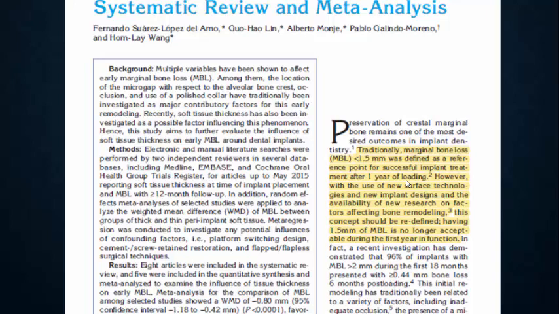But now, with the new surface technology, new implant designs, and the availability of new research on factors affecting bone remodeling, this concept should be redefined. Having 1.5 mm of marginal bone loss is no longer acceptable during the first year of function. So we need to see zero bone loss after one year.